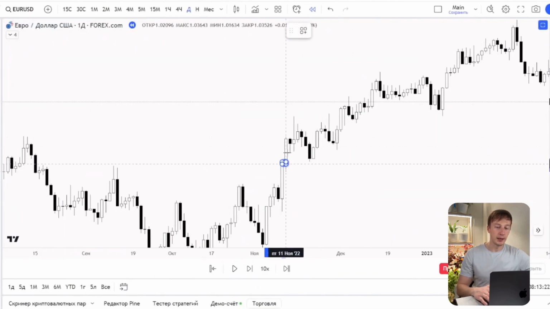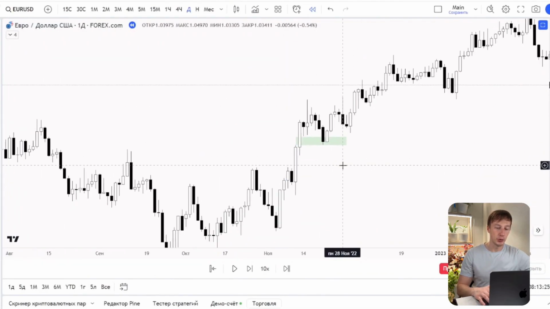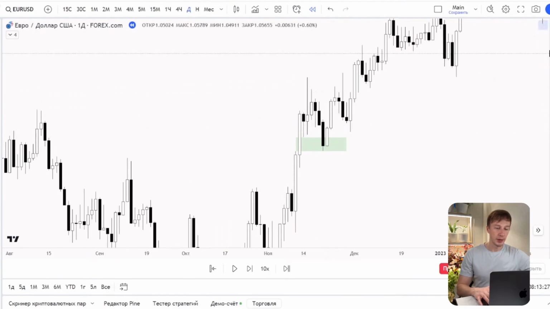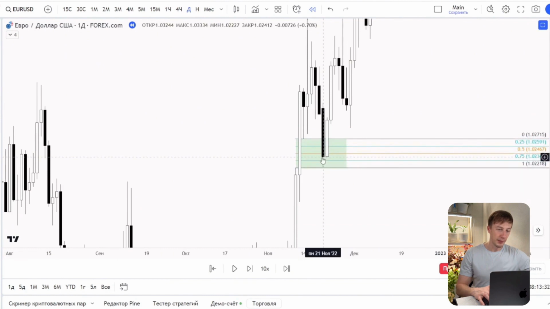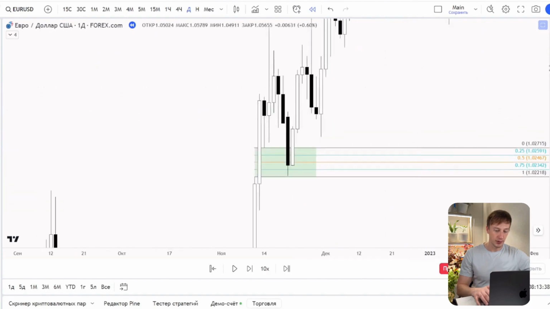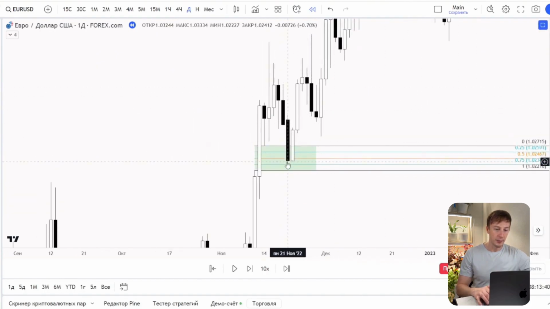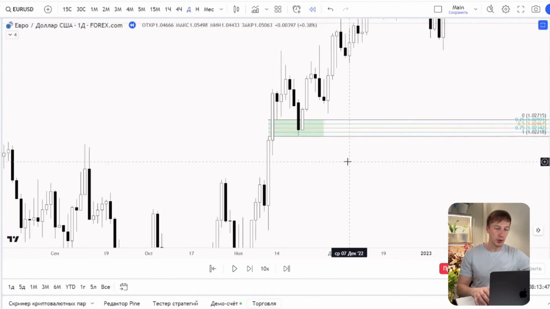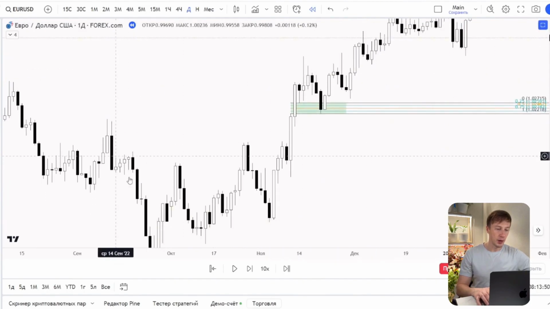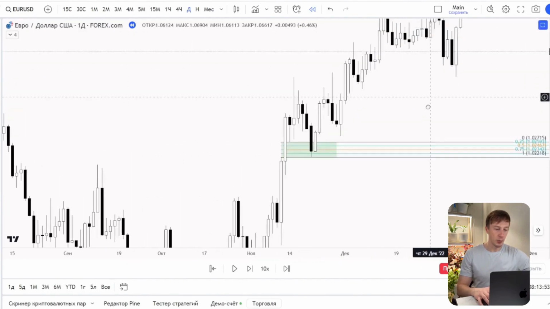Here we have an imbalance formed, and the price is returning to it. It goes slightly beyond the 0.5 level, but immediately with the next candle moves back above it. This is an absolutely normal reaction. If the price only slightly dipped into the 0.5 level and immediately left the imbalance, it means the PD array is being respected. And already on the daily time frame, you can use this to build your own narrative, your own scenario of what the price might do today and tomorrow.